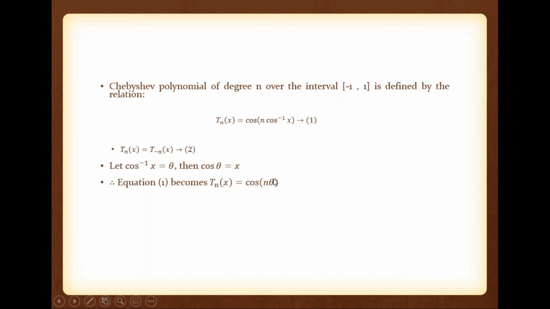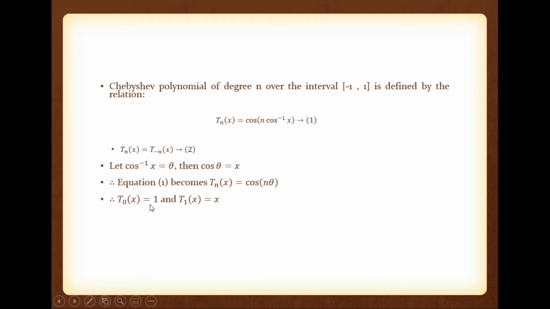Now if n equal to 0, what do we have? This is the Chebyshev polynomial of degree n. So if n equal to 0, we have T0 of x equal to cos 0 theta. What is cos 0 theta? That is 1. Am I correct? And what about n equal to 1? If n equal to 1, T1 of x is equal to cos of 1 theta, that is simply cos theta. And what is theta? Theta is cos inverse x. So it will become cos of cos inverse x. So T1 of x is equal to x.